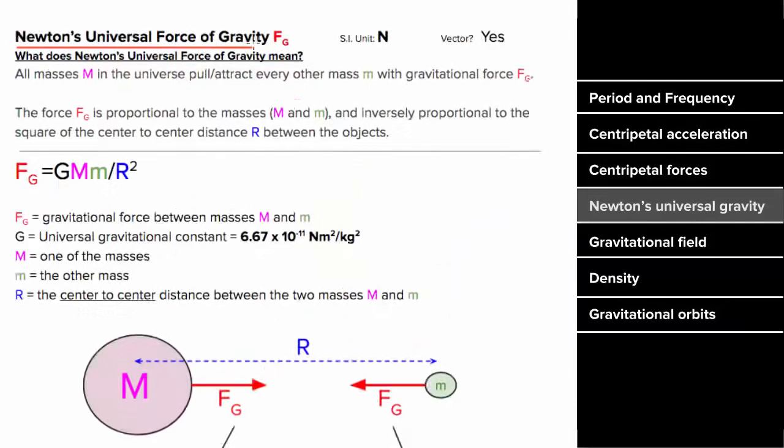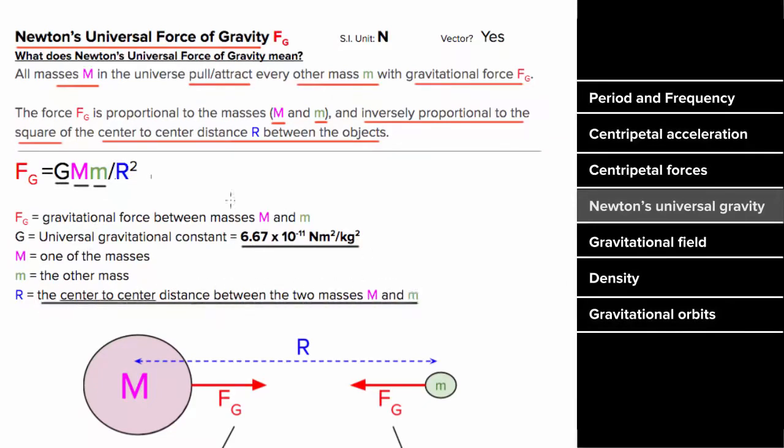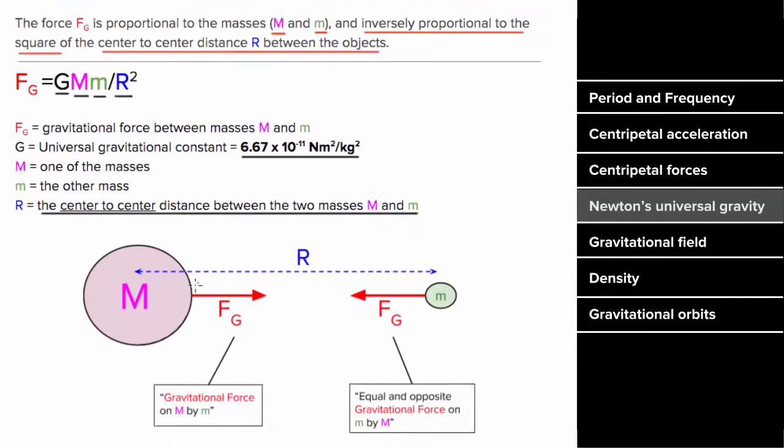Newton's universal law of gravity states that all masses in the universe pull, i.e. attract, every other mass in the universe with gravitational force. And this force is proportional to each mass and inversely proportional to the square of the center-to-center distance between the two masses. In mathematical form, it just says that the force of gravity is equal to big G, a constant, which is 6.67 times 10 to the negative 11th, multiplied by each mass in kilograms, and then divided by the center-to-center distance between the two masses squared. In other words, not the surface-to-surface distance, but the center-to-center distance.